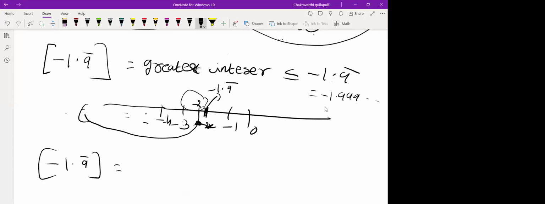It is nothing but equal to -2. So this is -1, this is your A is -1, this is 0.9 bar, this is your H, the decimal part. So A is -1, A plus H is -1 plus 0.9 bar, and A is -1.